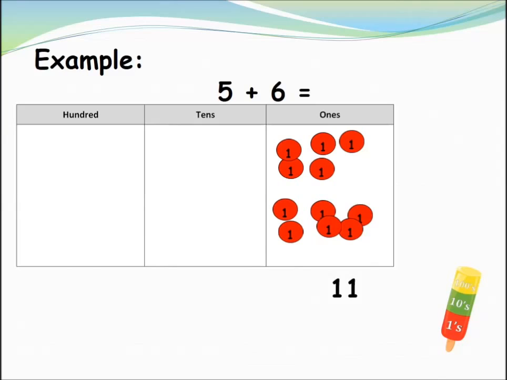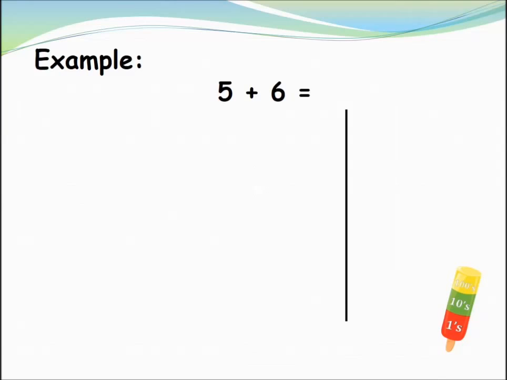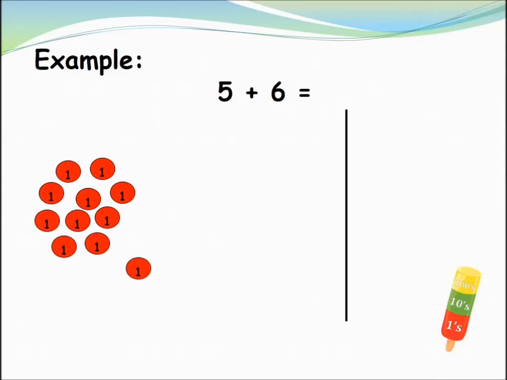Now let's take a look at what's going on in the background when we're trying to do the regrouping from 11 disks. Here is a breakdown of what's going on when you end up with more than 9 disks. So I have the example 5 plus 6. 5 plus 6 gives me 11 ones. That's more than 9 ones. So I have to regroup.